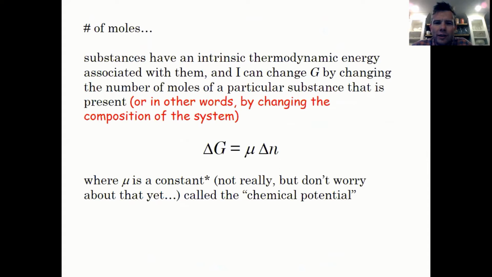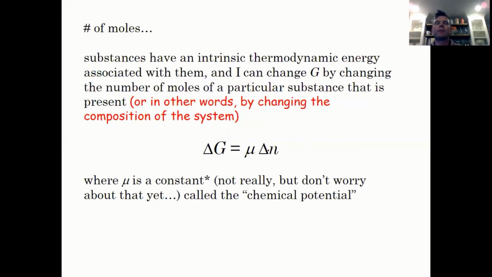Here's the idea. Substances have an intrinsic thermodynamic energy associated with them. And I can change G by changing the number of moles of a particular substance that's present. If the gas phase has a lower Gibbs energy than the liquid phase, I can lower the energy of the system by making more gas. In other words, you can sometimes lower the energy of the system by changing its composition.